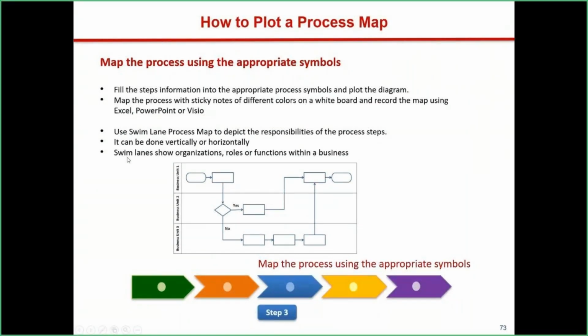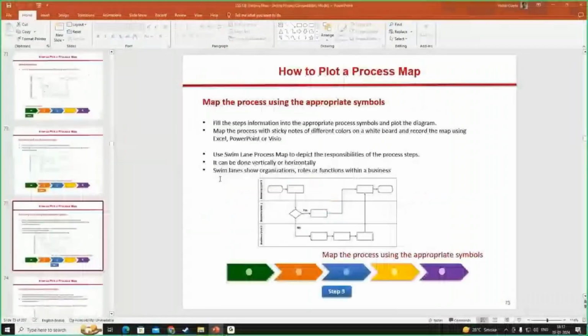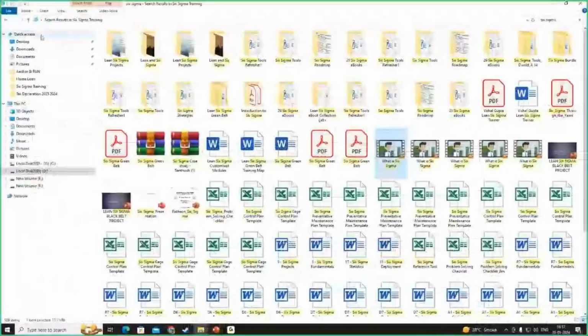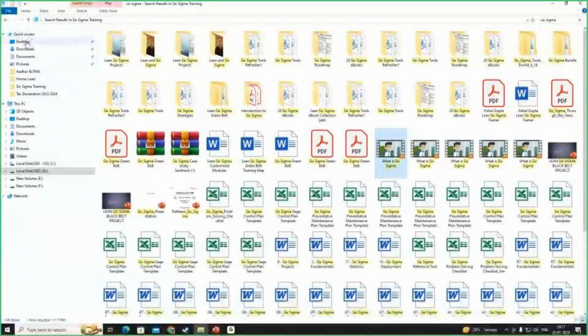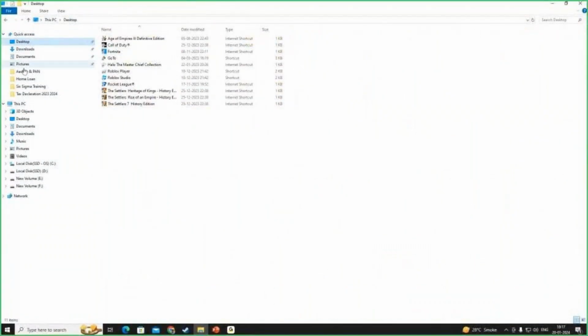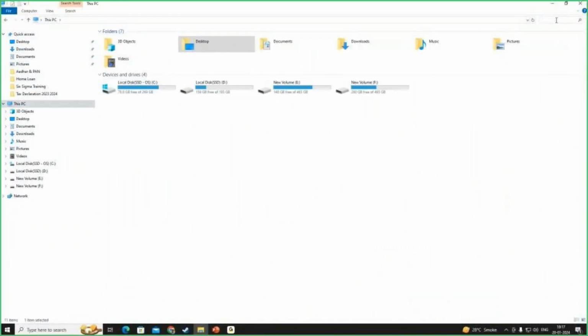Swim lanes show how organizations, roles or functions work within a business. So swim lane, I always prefer using swim lane. Let me show you something if I'm handy. Swim lane diagram. You see.